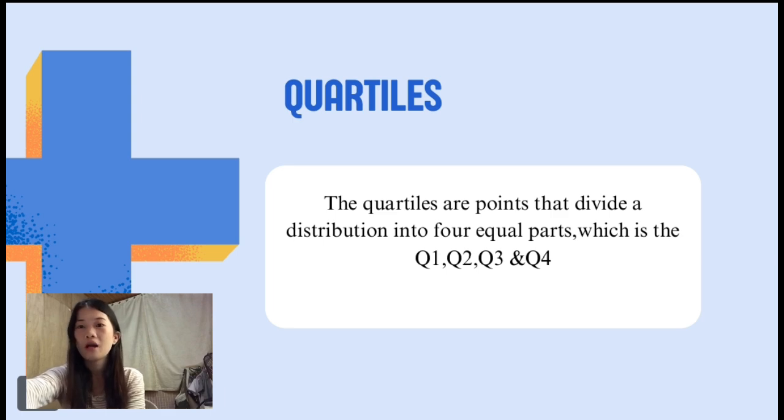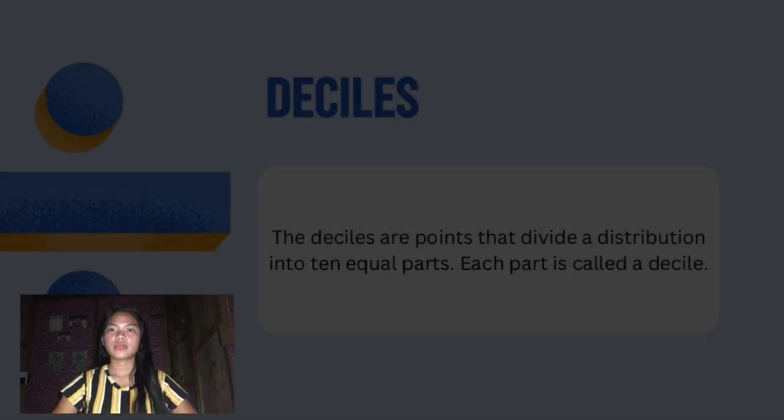The image shows and defines quartiles. The quartiles are like dividers that split a set of ordered numbers into 4 equal parts. So think of it as cutting a line of numbers into fourths. Each quartile represents 25% of the numbers.